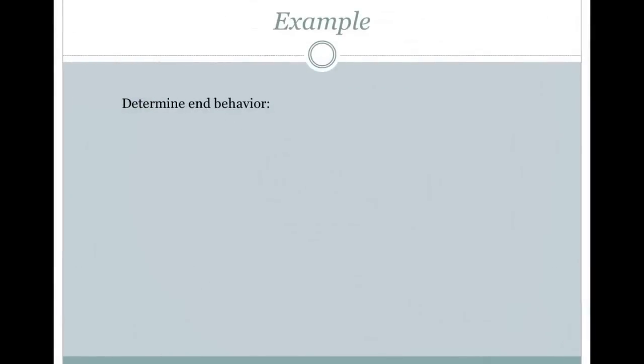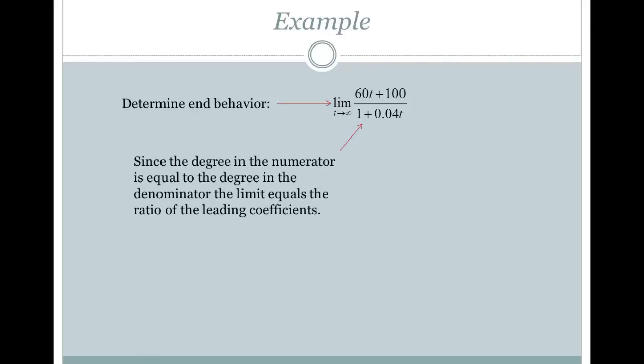So what's the end behavior going to look like? Well, in this particular problem, I need to know what happens when t goes off to infinity. I don't have to worry about negative infinity here because that's not in our domain. So as I look at this, I look at the degree in the numerator and denominator. The degrees are the same. They're both 1. And because they're both 1, we need to look at the ratio of their coefficients. So this limit is actually going to be the ratio of the two leading coefficients, which is 60 and 0.04. And if I look at that ratio, I'm going to get 1500.